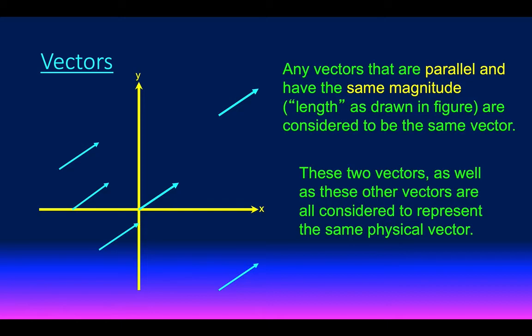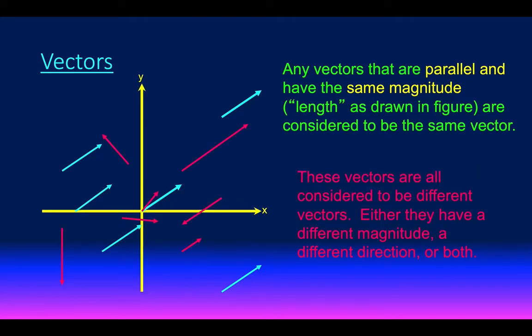On the other hand, these vectors I drew in red are not the same vectors as the vectors drawn in light blue. This vector, for example, points in the same direction, but it has a different magnitude, so it's considered a different vector. This vector has the same magnitude as the vectors in light blue, but it points in a different direction. This vector here points in a different direction.